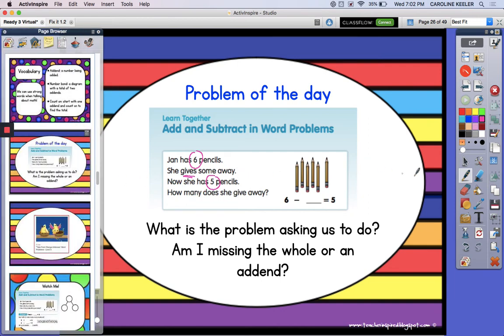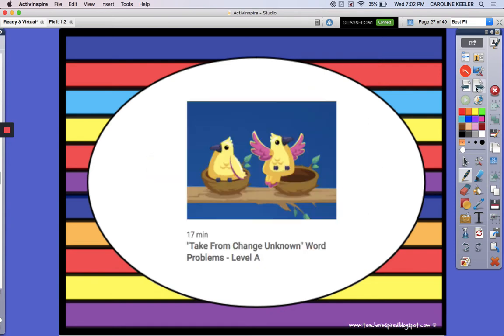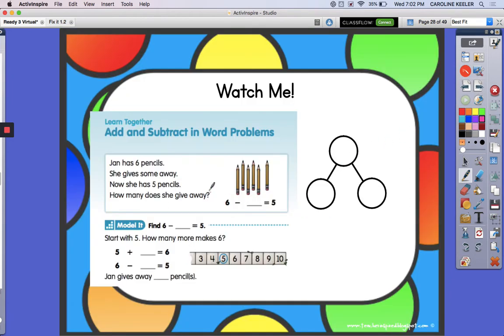So I want you to watch me solve this problem. Now, I've got a few questions down here. The first one says, what is the problem asking us to do? I know that the problem's asking me to take away because it says that she's giving some away. It also says, am I missing the whole or an add-in? I know that I'm missing the add-in because the whole is 6. In subtraction, I always start with the whole. So let's take a look.